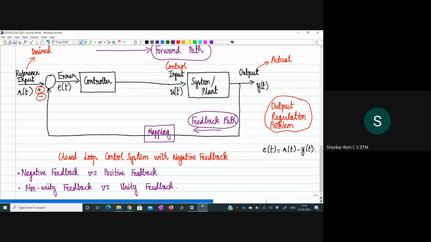In this course, we will predominantly look at unity feedback, but it is not a given. Sometimes we may look at non-unity feedback. Sometimes we may want to filter some signals because the sensor signal may be noisy. Then we will put a filter in the feedback path, and that will lead to a non-unity mapping in the feedback path. So then we will get a non-unity feedback system. All right, that's something we should be aware of.